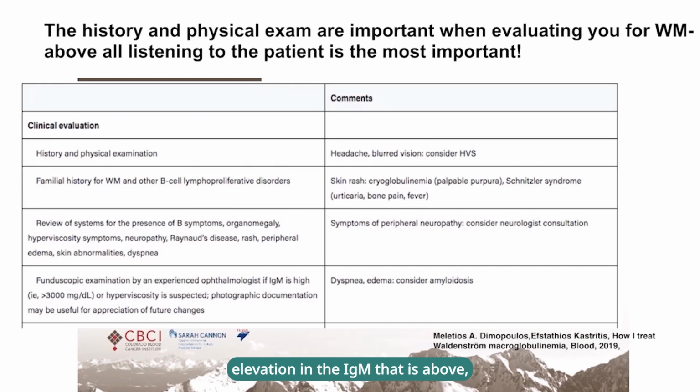And if there's an elevation in the IgM that's above, let's say, 3,000, then you need to think about having your patient see an ophthalmologist who knows what to look for in WM, to look for signs of WM. And then lastly, there's this thing called amyloidosis that occasionally complicates WM, that can produce shortness of breath or swelling, and sometimes other complications.